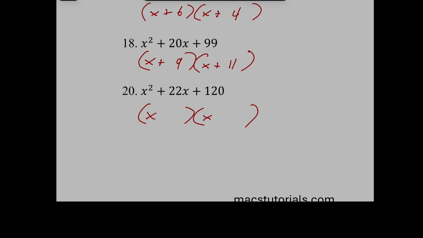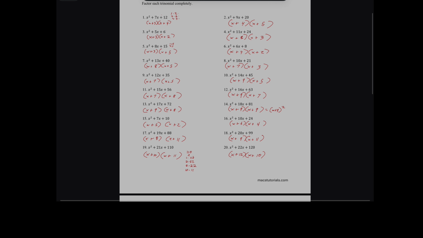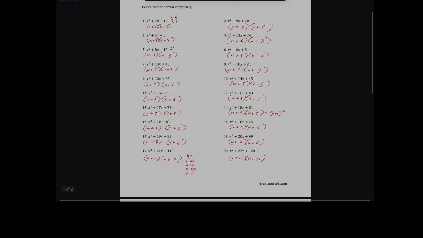Boom, boom, boom. So third term positive. Signs are the same. Take the sign of the middle. What multiplies to 120 and adds to 22? That's going to be 12 and 10. Okay, so here's your answer key right here. Well, you had an answer key below to look at, but there's me just working through it.